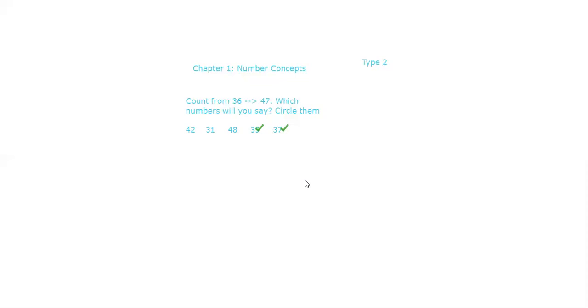40, 41, 42. Oh, look at this. 42 is also here. So let's check mark it. 43, 44, 45, 46, and 47. So as we can see, these two numbers weren't said. So 31 and 48 were not in this sequence of numbers. So 42, 39, and 37 were, and these are the three numbers that we will say.